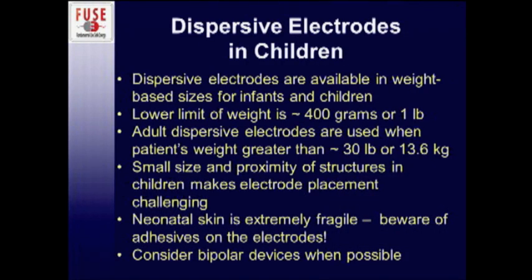All right, a few words about dispersive electrodes in children. They are available in weight-based sizes for infants and children, as I've talked about. The lower limit is about 400 grams or about 1 pound, and that's about the limit of a child that's going to actually tolerate an operation in which you would use any type of energy source. Adult dispersive electrodes are used when a patient's weight exceeds about 30 pounds or 13.6 kilos. The size of patients, especially infants or young children, and the proximity of structures makes your electrode placement challenging.